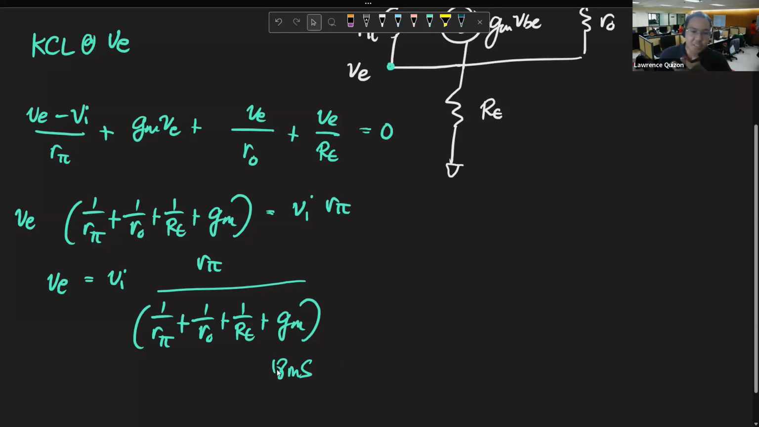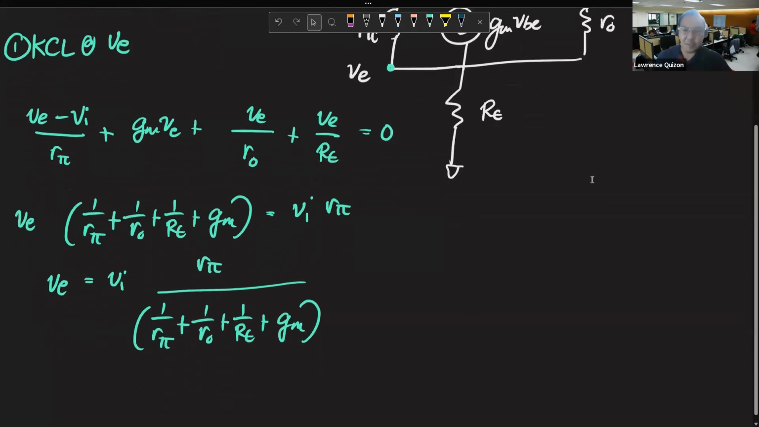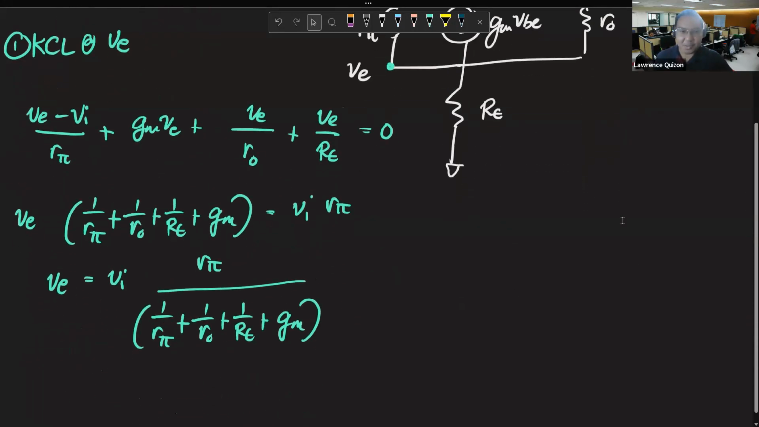So, mananalo si GM dito. This is basically R pi over 18 millisiemens, which kind of multiplies it by around 1,000. Anyway, just trying to see if I can make sense of the equation first before we do anything else.